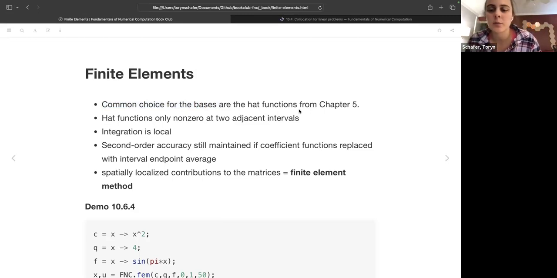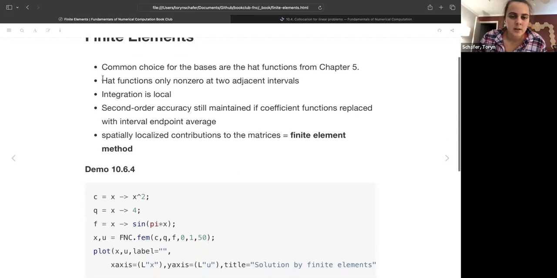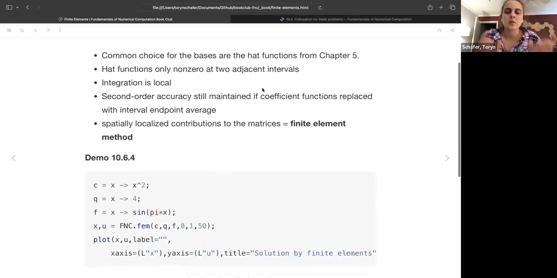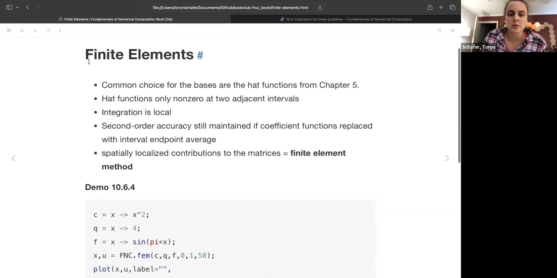So we saw the hat functions in chapter 5. Remember, they're non-zero everywhere except for two locations. They're only non-zero at two adjacent intervals. So think of the intervals as defined by the nodes, right? Centered on one node, it'll be non-zero to the left and to the right. This means now that the integration is local. So this is what we define by finite elements.